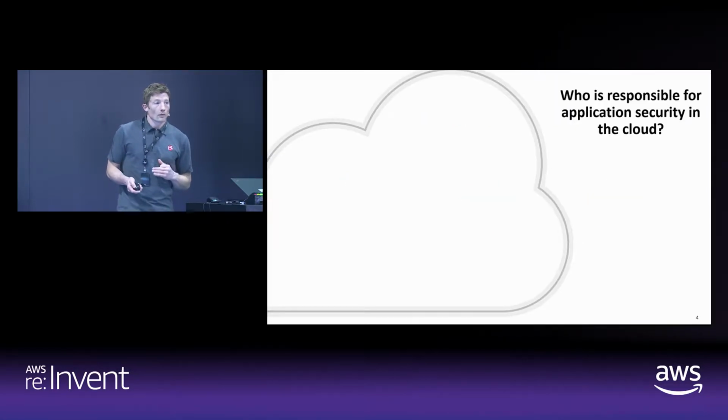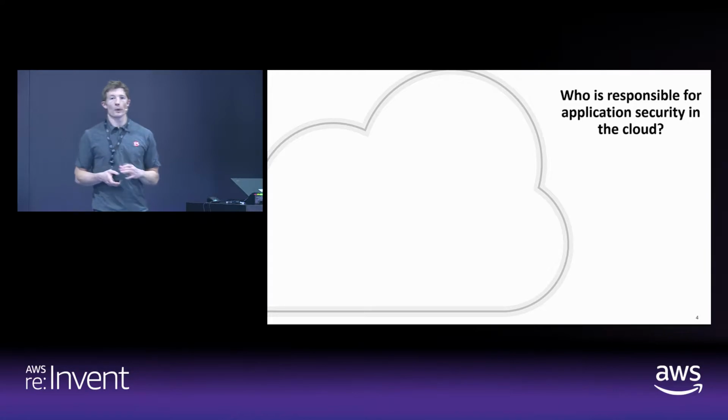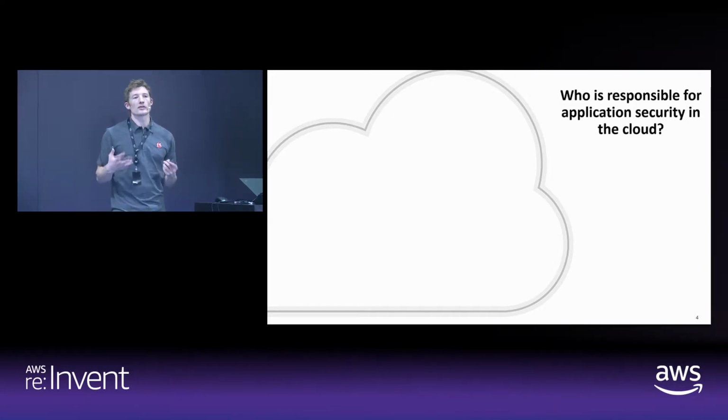So, with that said, we've talked to a bunch of customers out in the field, and we ask them all the time, hey, what are you doing about application security in the cloud? And a lot of them tell us, well, we're on AWS. We inherit all of this application security. We inherit this security posture. And to some degree, that's true. But it's not the whole story.